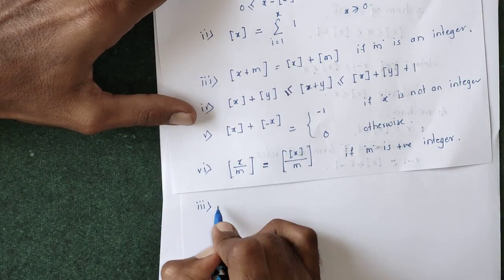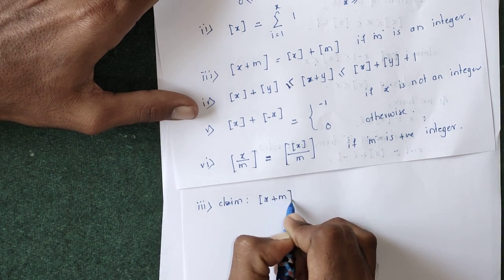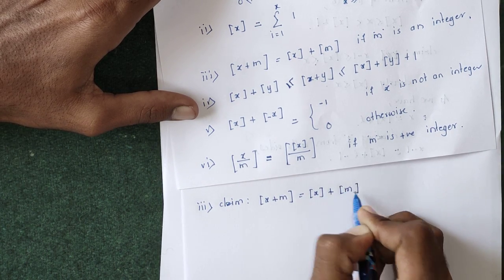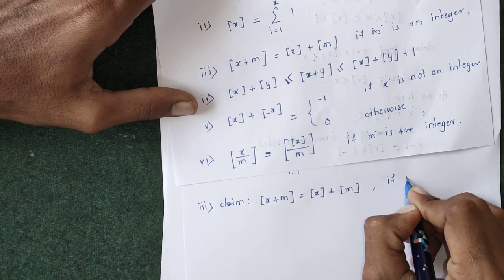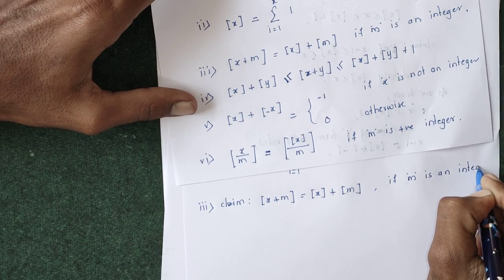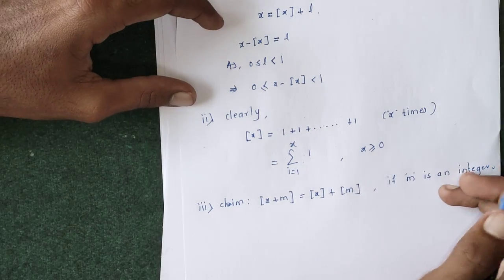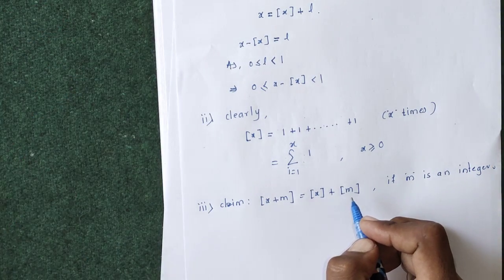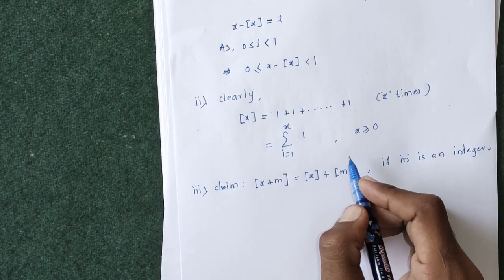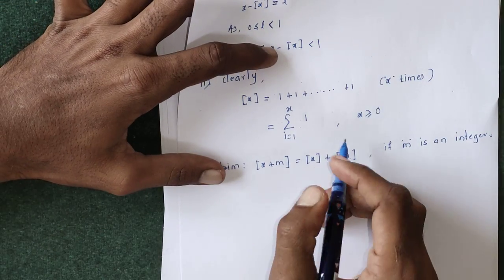Now the third property is integral part of x plus m is equal to integral part of x plus integral part of m, and we are given m is an integer. This property is true for m an integer. So we are given m is an integer, and we have to prove that integral part of x plus m is equal to integral part of x plus integral part of m.